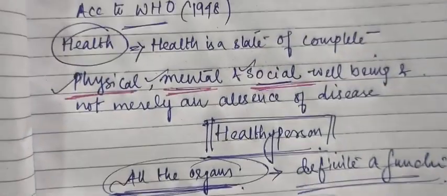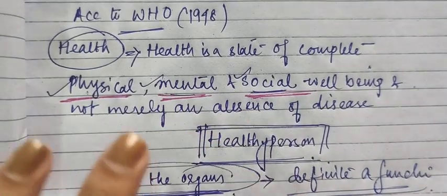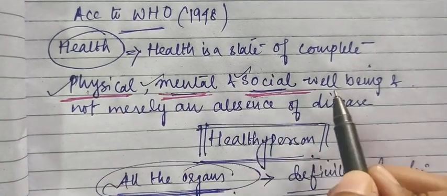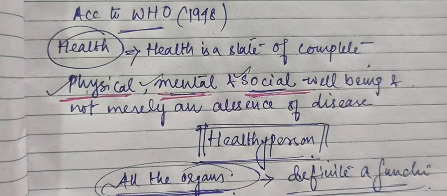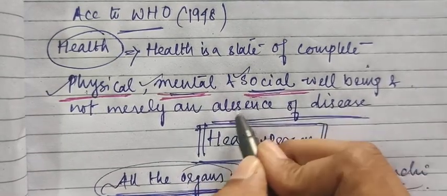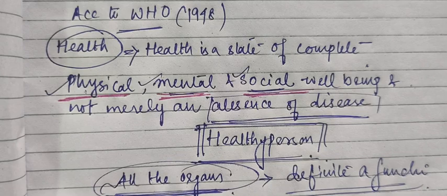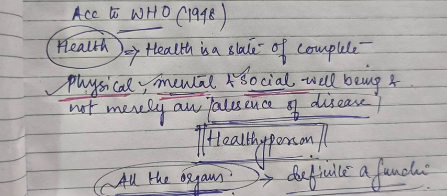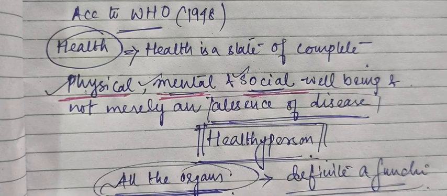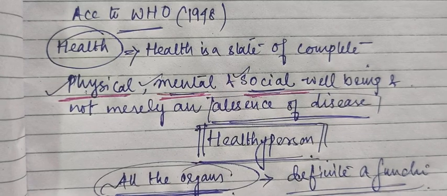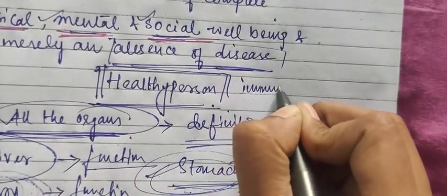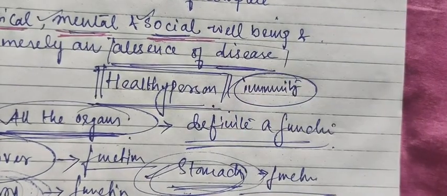So this is health: physical, mental, social well-being, and not merely an absence of disease. A disease-free life can never happen. Disease will be there, but the main purpose of studying reproductive health is that if disease is there in our body, we should have the kind of immunity to fight against the disease.